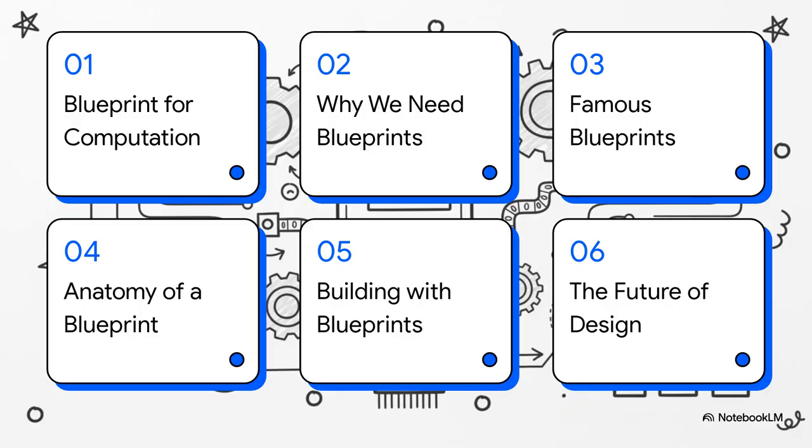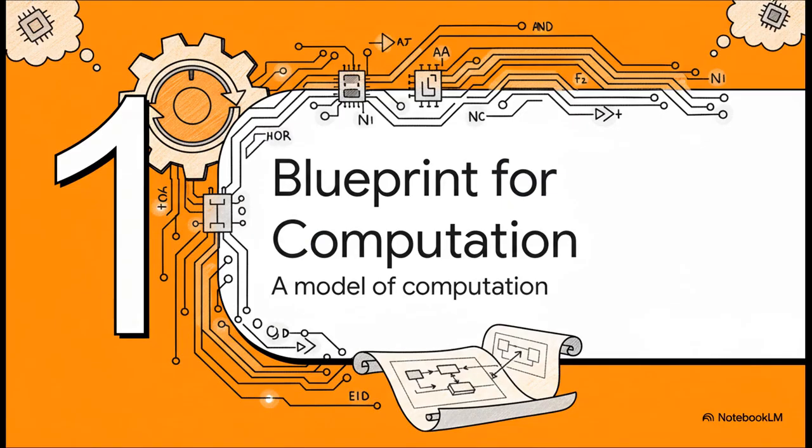So, here's our game plan for this explainer. We're going to define what these blueprints for computation actually are, and then get into why we absolutely need them. After that, we'll meet some of the rock stars of the abstract machine world, take a look under the hood at their anatomy, and see how we stack them up to build real software. And we'll wrap up by looking at what's next. Okay, let's dive right in and get a solid grasp on this central idea.